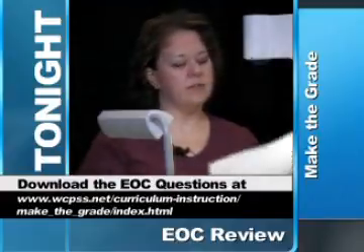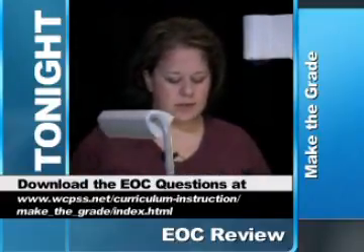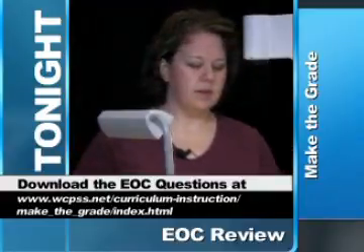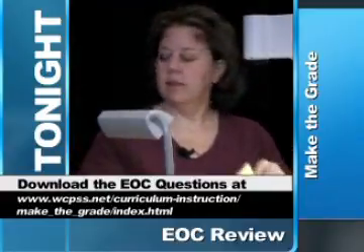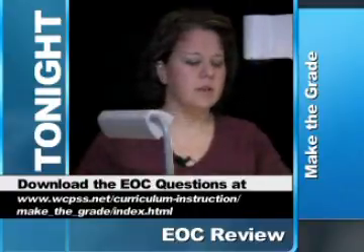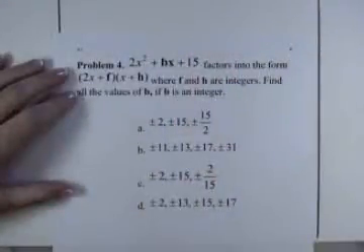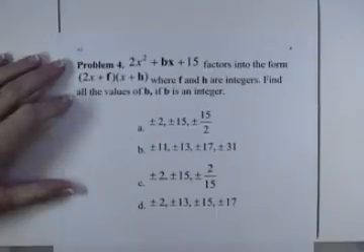All right, Marcus from East Wake in Staples class. We're going to do Algebra 1, Problem 4. Okay? All right, Marcus. Problem 4. Let's look at this one. 2x squared plus bx plus 15 factors into the form (2x plus f) times (x plus h), where f and h are integers. Find all the values of b if b is an integer.